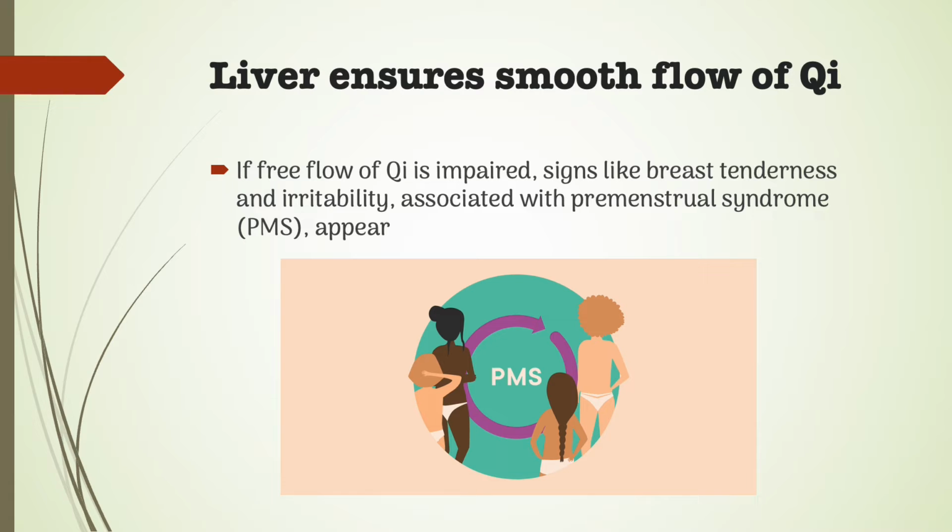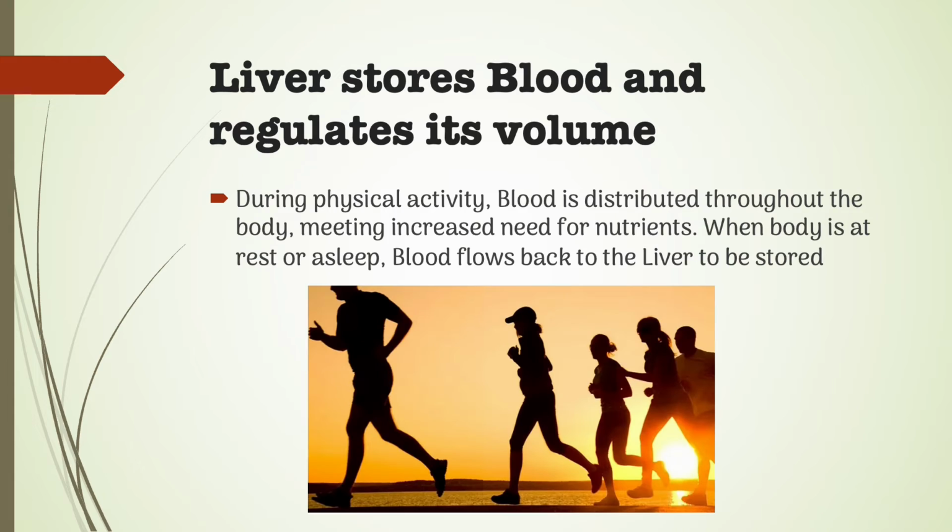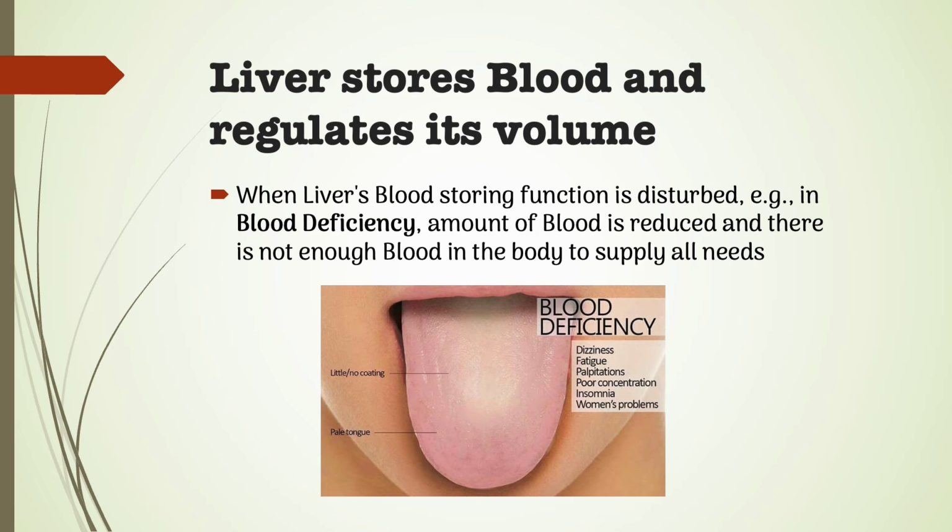If the free flow of qi is impaired, signs like breast tenderness and irritability associated with premenstrual syndrome appear. The liver is able to retain blood and regulate the amount of blood in the body. The amount of blood in various parts of the body varies according to physiological needs. During physical activity, blood is distributed throughout the body, meeting the increased need for nutrients. When the body is at rest or asleep, blood flows back to the liver to be stored. When the liver's blood storing function is disturbed, for example, in blood deficiency, the amount of blood is reduced and there is not enough blood in the body to supply all needs.